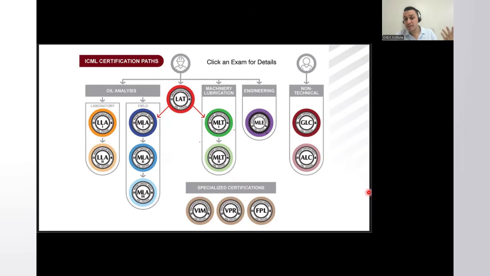There are some other specialized certifications like VIM, VPR, and FPL, which are varnish and deposit identification and measurement, varnish and deposit prevention and removal, and FPL, food processing lubrication, which focuses on food grade lubricant selection and food processing lubrication. These are very specialized. And newly released, a couple of days ago, are some certifications for non-technical people, the GLC and ALC. But our main focus today is the oil analysis certifications and machinery lubrication engineering certifications.